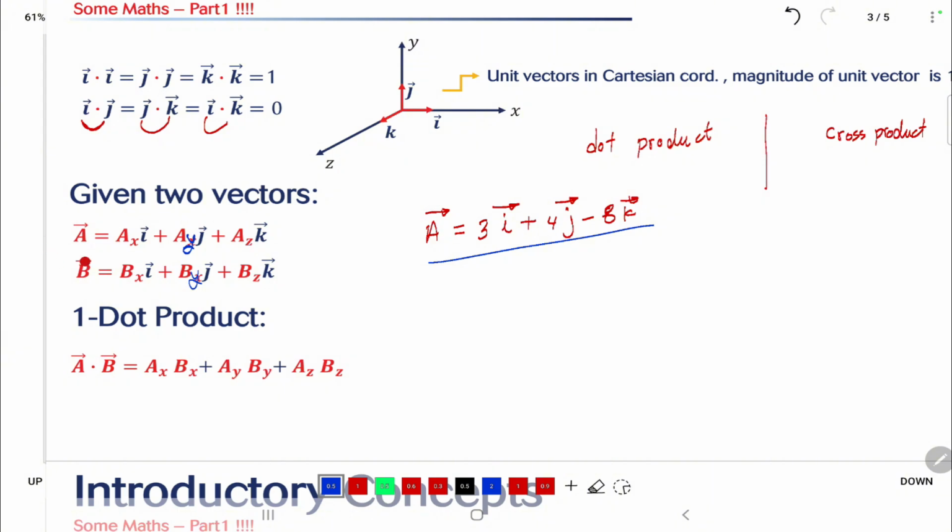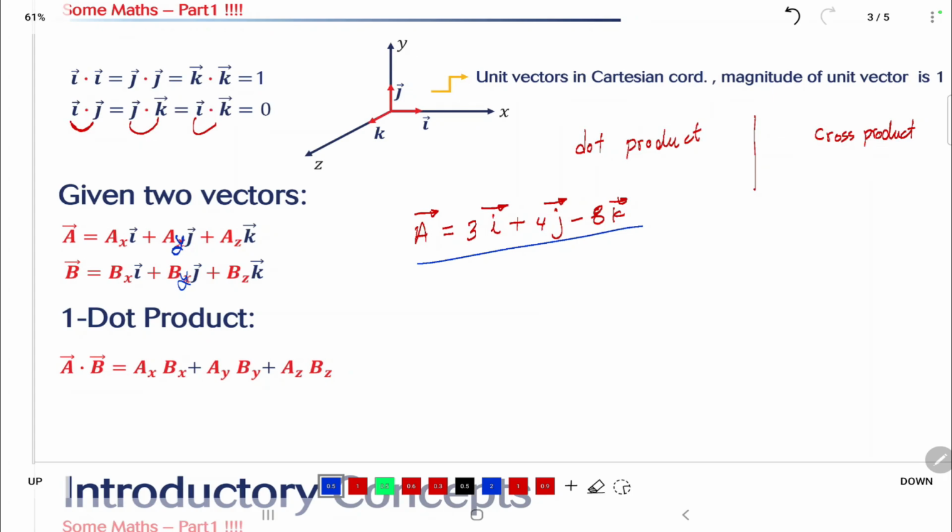So if I have vector a dot vector b, and I have these three components for each of them, then a dot b equals ax multiplied by bx, plus ay multiplied by by, plus az multiplied by bz. I'll now go through a numerical example to explain more about this one, so it will be easier for you to understand through a numerical example. Let's go.